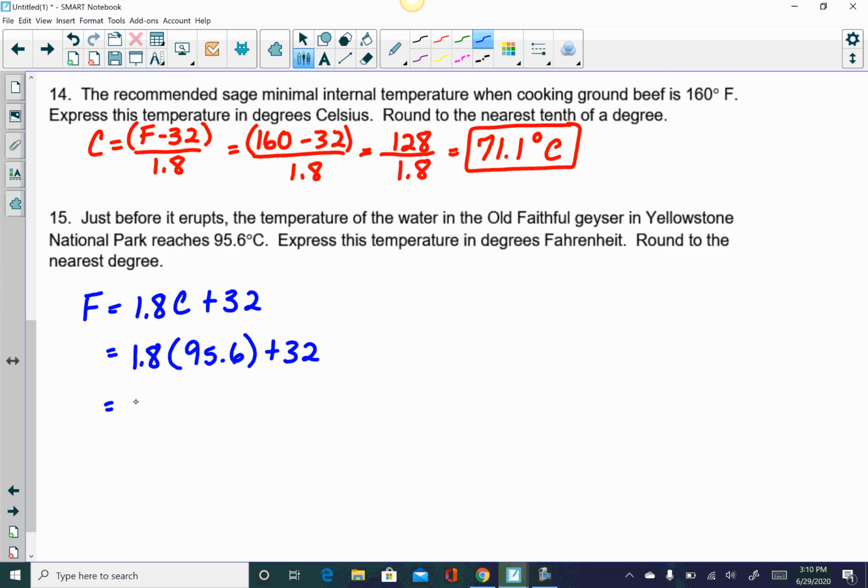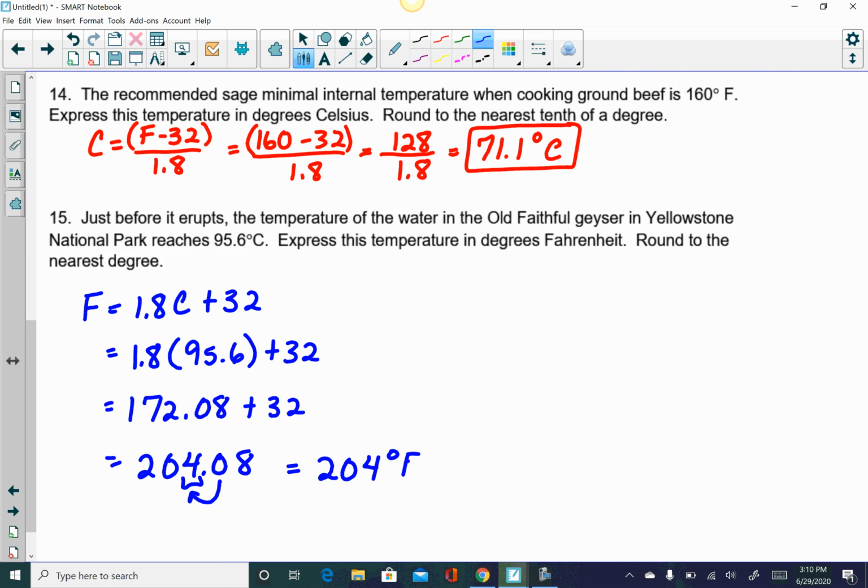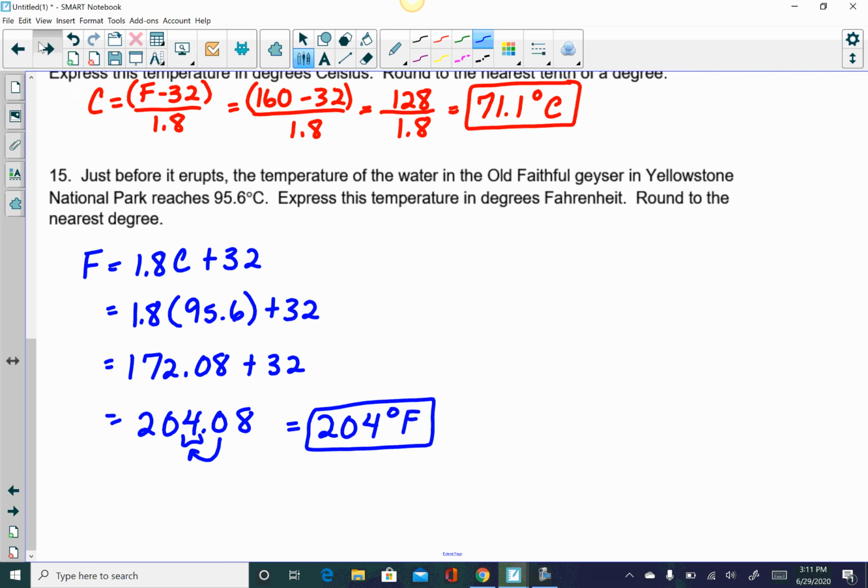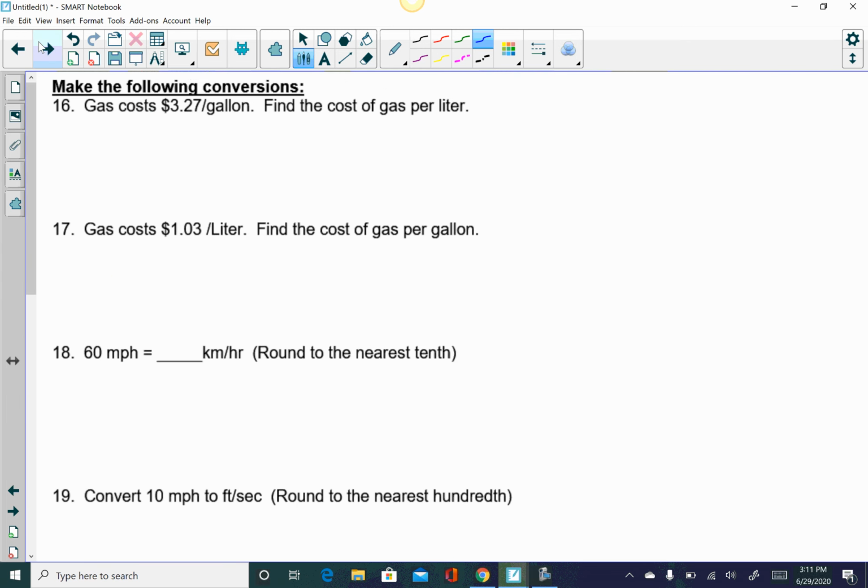I'll show a couple of steps here. Multiply, you get 172.08, add 32 to that, then you get 204.08. Nearest degree, so I'm trying to figure out what to do with this 4. That 0 behind that tells me to keep it. So you're looking at 204 degrees Fahrenheit. Okay, and we'll flip it on over to the last page and look at some additional conversions.